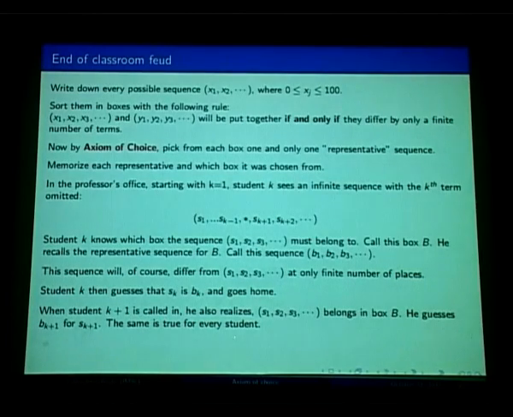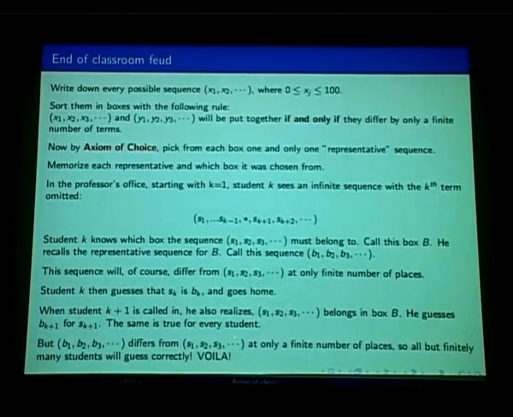And the next student comes in and again he knows what's happening, so he guesses that Sk+1 is Bk+1. But B1, B2, B3 differs from S1, S2, S3 in only finitely many places, which makes it possible for the students to guess correctly all but finitely many, and they win their case.